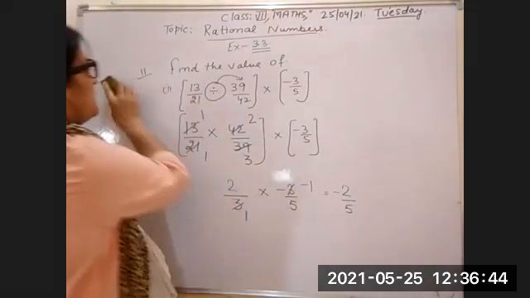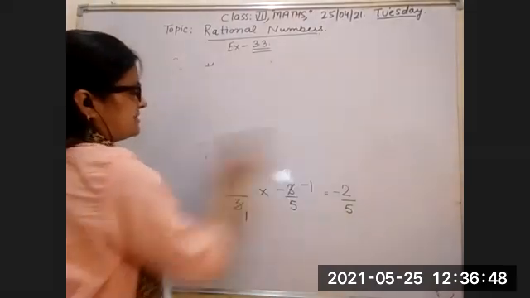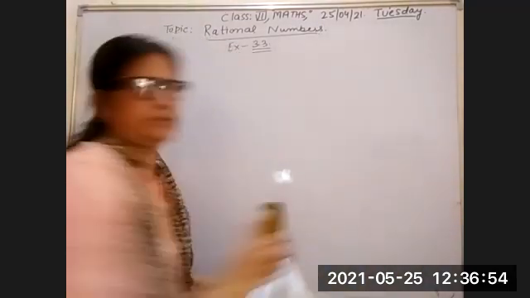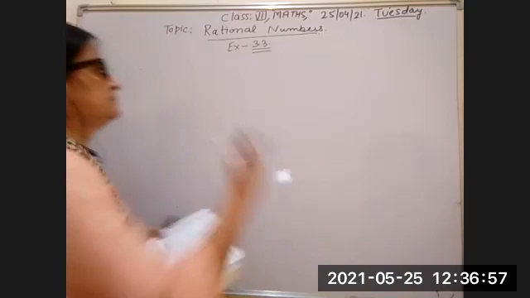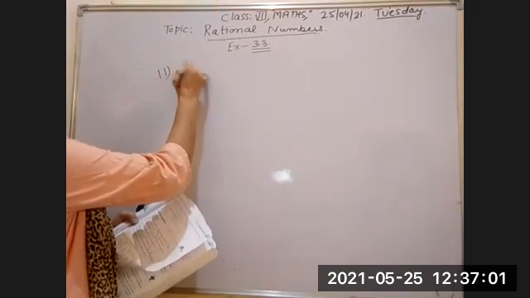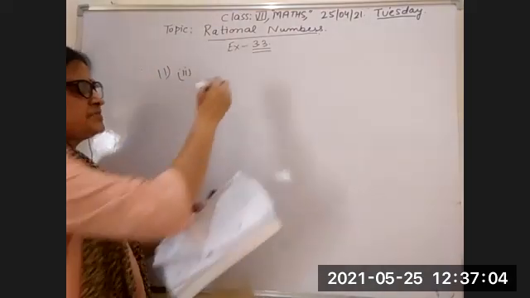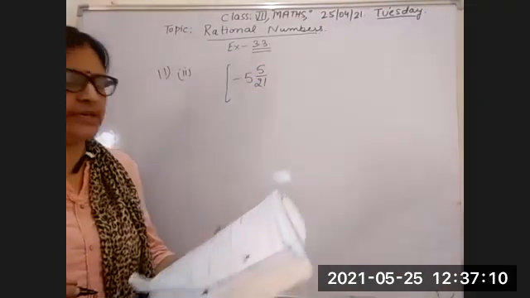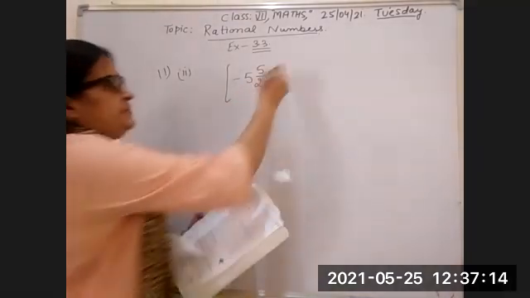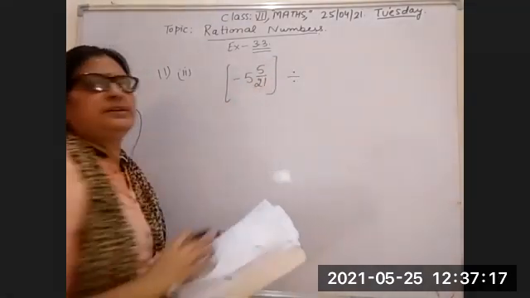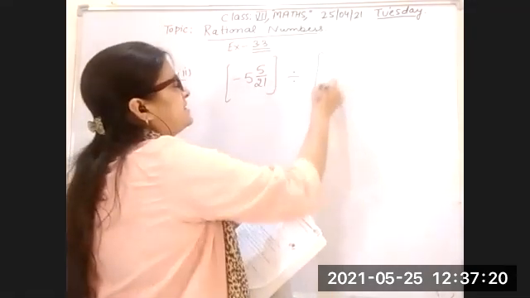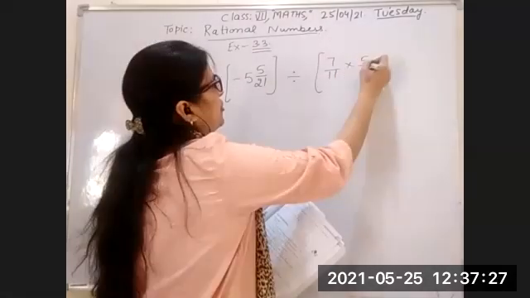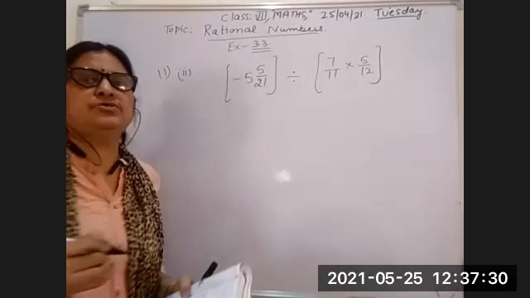Now the next part of the 11th question. The second part: minus 5 2 upon 5 upon 21, bracket close, and the sign given here is divide, and in the second bracket it is given 7 upon 11 multiply 5 upon 12. First write down the statement in your notebook also.